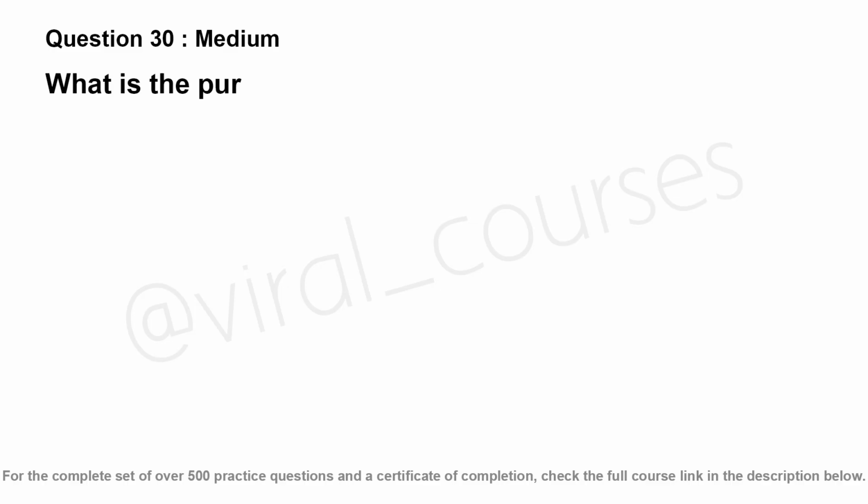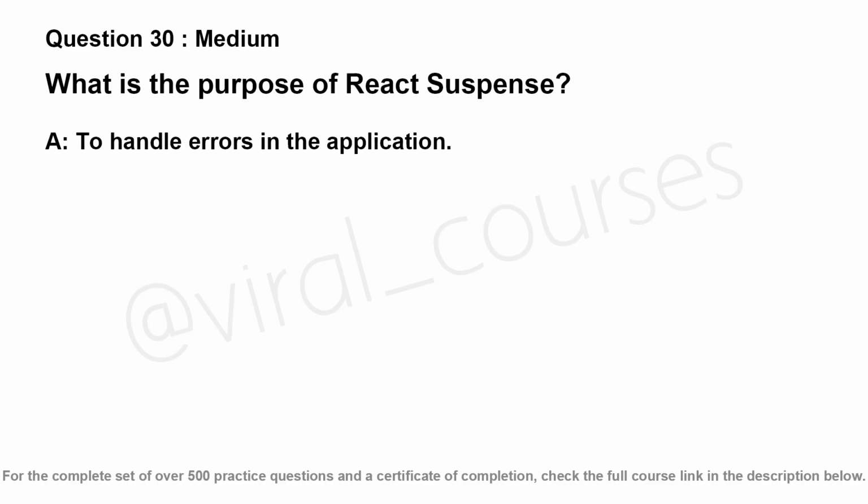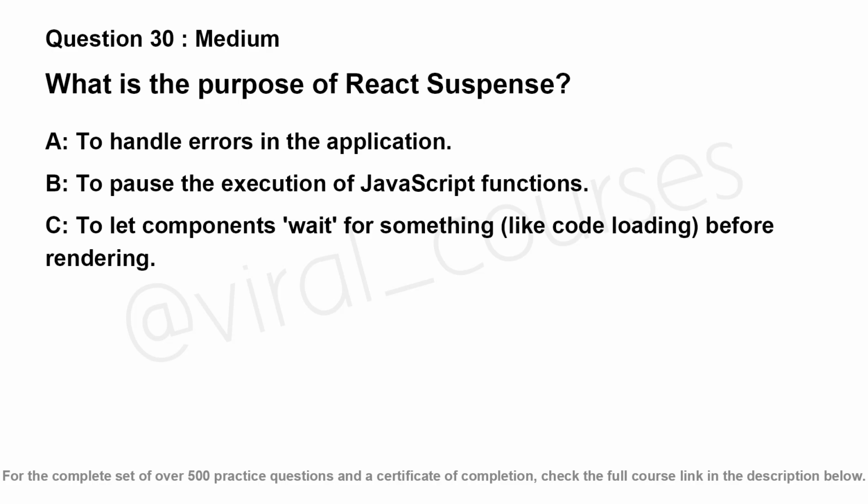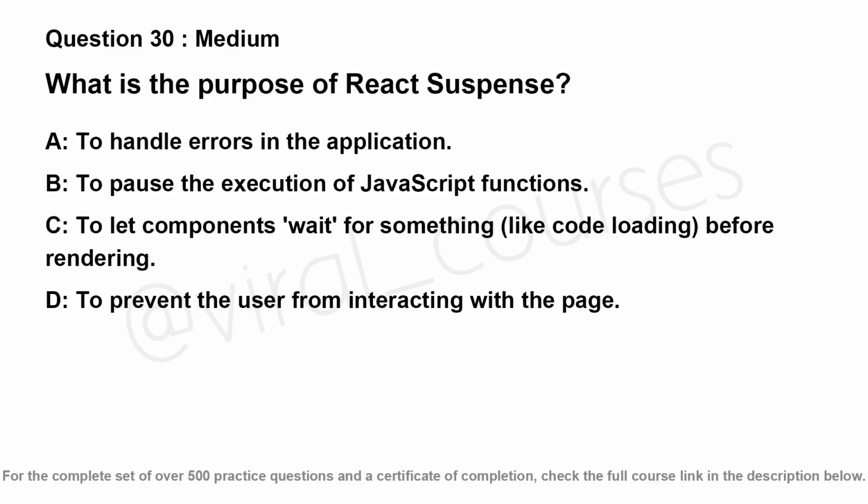What is the purpose of React Suspense? Option A. To handle errors in the application. Option B. To pause the execution of JavaScript functions. Option C. To let components wait for something, like code loading, before rendering. Option D. To prevent the user from interacting with the page.